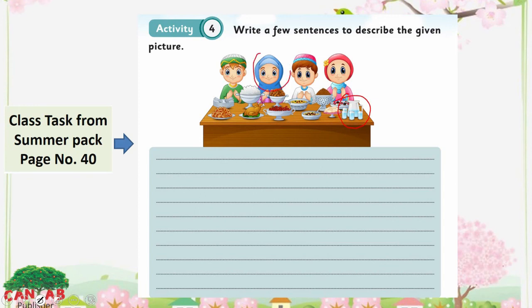She's wearing a blue scarf. He's wearing a green t-shirt, having brown hair. This boy is having chocolate color hair. She has a yellow flower on her scarf. There are so many sentences you can think of and write in this activity.